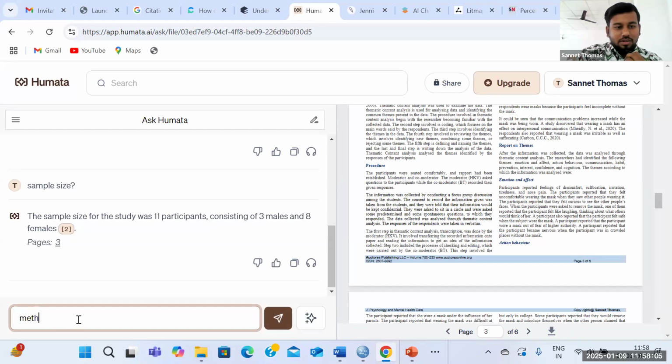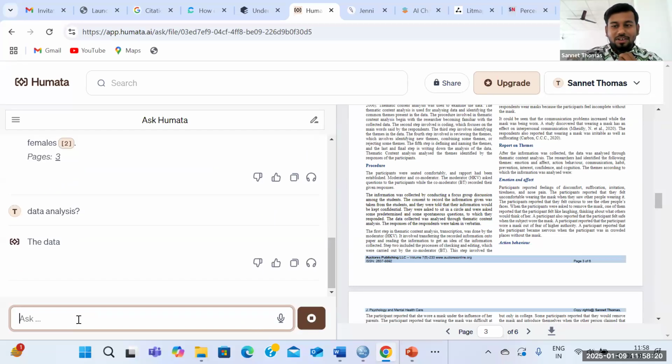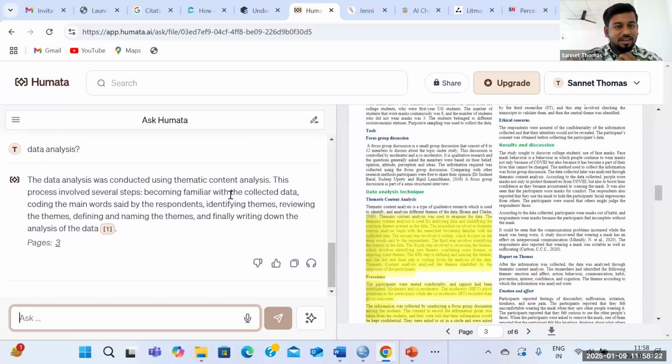Then if you want to know about the data analysis adopted for this particular study, but you have no patience to read the full article, and you couldn't find out where it is mentioned, you just ask Humata. Humata will give you the result. See, the data analysis used in this study is thematic content analysis, and Humata will highlight where the authors have mentioned all these things. You can see the highlighted part. So here the author has mentioned the data analysis techniques used for this particular study.